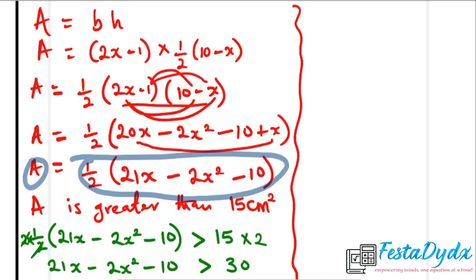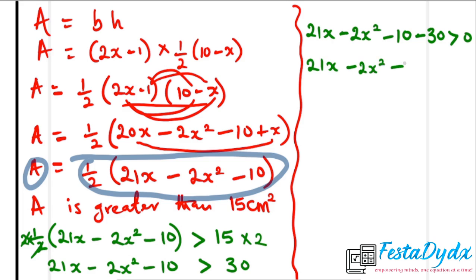So the next thing we have to do is to collect like terms. And how do we collect like terms? We have a number here which is minus 10, and we have 30 here. So we need to take 30, let it cross the greater than sign so that we can collect the numbers together. So we'll have 21x minus 2x squared minus 10 minus 30, when it crosses the sign, greater than 0. So we'll have 21x minus 2x squared minus 40 greater than 0. That's minus 10 minus 30 is minus 40.